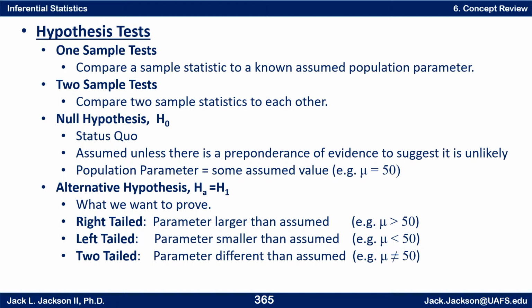The alternative hypothesis, H sub A or H sub 1, is what we want to prove. If it's a right-tailed test, the parameter is larger than assumed, is what we want to see if it's true. That would be written something like mu is greater than 50. If it's left-tailed, we're trying to see if the parameter is smaller than assumed, for example, mu less than 50. But a two-tailed test just wants to see if the parameter is different, larger or smaller than assumed, and that would be a not equal to there.